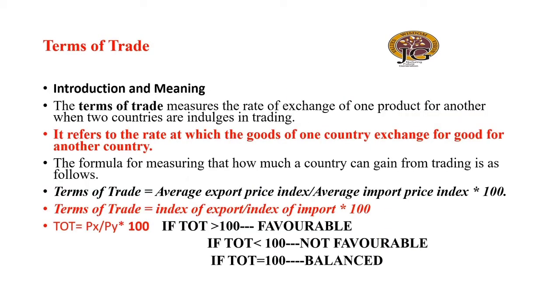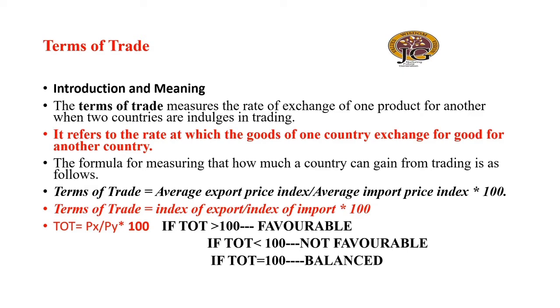Terms of trade. What is the meaning of terms of trade? In simple words, it refers to the rate at which the goods of one country exchange for goods of another country. There is one formula for measuring how much a country can gain from trading. Terms of trade equals index of export divided by index of import multiplied by 100. So TOT equals price of X divided by price of Y multiplied by 100.